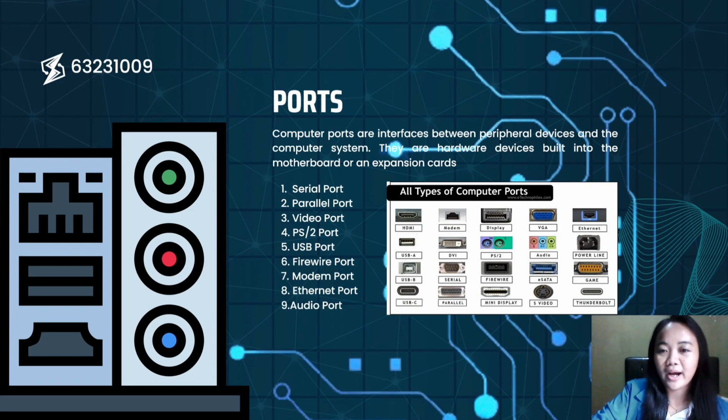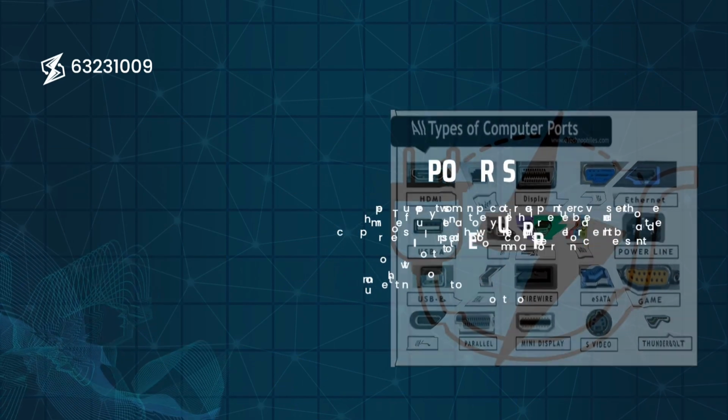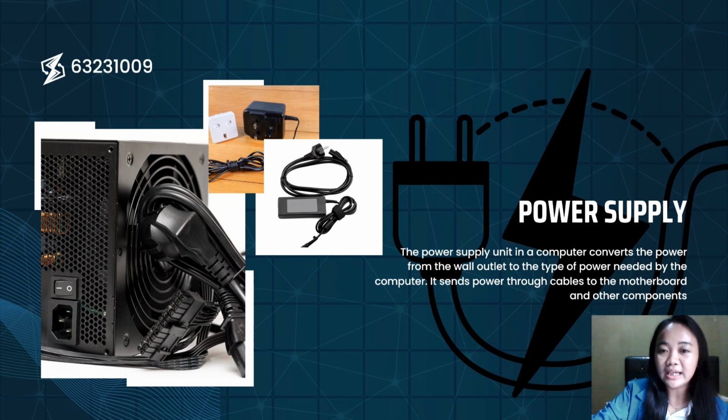Power supply. The power supply unit in a computer converts the power from the wall outlet to the type of power needed by the computer. It sends power through cables to the motherboard and other components. The power supply can be seen from the back of the system unit. The power cord is plugged into the power supply.